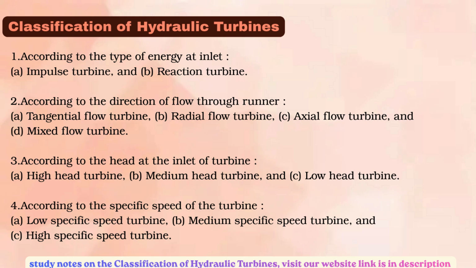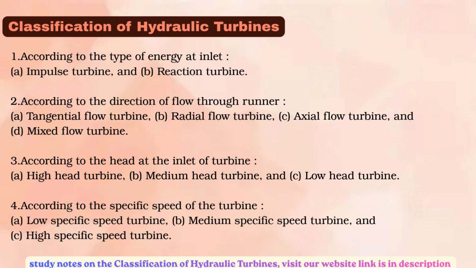Next, we classify turbines based on the head at the inlet. There are three types: high head turbines, medium head turbines, and low head turbines. High head turbines are used when water is available at a high elevation. Medium head turbines are used when the water head is moderate. Low head turbines are used when the water head is low but the flow rate is high.